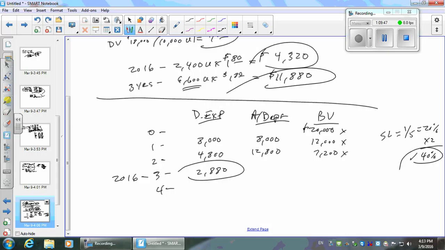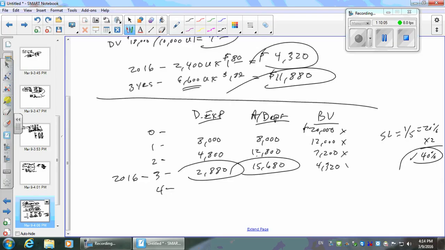What's my accumulated depreciation at that point? 12,800 plus 2,880 is 15,680. And what's the remaining book value? So that's the second answer. Okay, for that one, what's the remaining book value? 20,000 less 15,680 is 4,320.